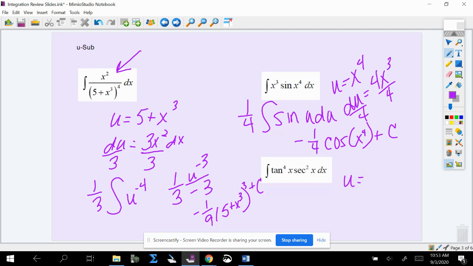For this one, now we have 2 different trig functions, and tangent secant to different powers is not going to be a known integral. So we have to let u be one of our trig functions. In this case, we're going to let u be tangent because the derivative of tangent is secant squared, and you have that. So when you work with tangents and secants, they tend to go together. That's what you're looking for.